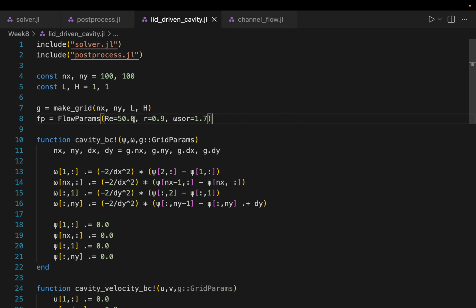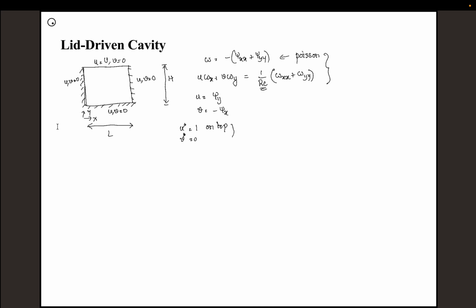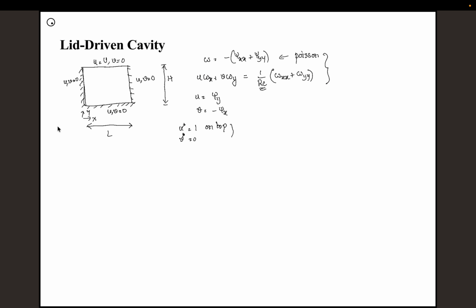So the flow parameter is the Reynolds number, and we will discuss what R is a little later. Now comes the boundary conditions. We have boundary conditions for omega and psi. As I said, all of them are walls. So psi is constant. I am taking psi as 0 on all the walls. And for omega, we have two different kinds. One is the wall moving with a velocity, and everywhere else these are stationary walls.